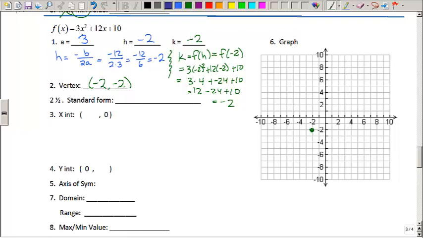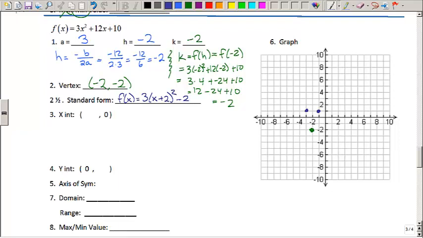Using my a of 3, I can go right 1 and up 3, left 1 and up 3. I can already see that I'm crossing the x-axis, so I will have x-intercepts. To find those x-intercepts, I have to set the function equal to 0. Well, setting this function equal to 0 is not easy in general form, so I would like to find standard form, which is equal to a, which is 3, x minus h, my h is negative 2, so that's x plus 2 quantity squared, plus k, which is going to be minus 2.